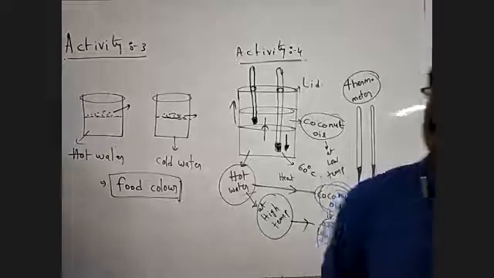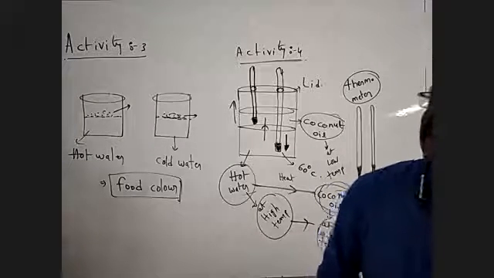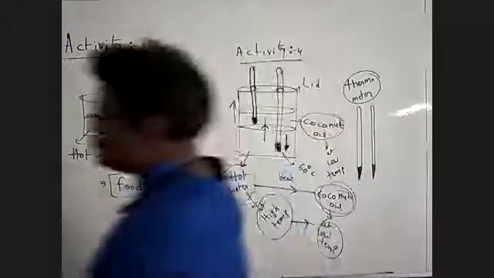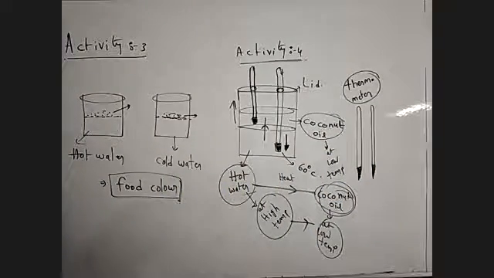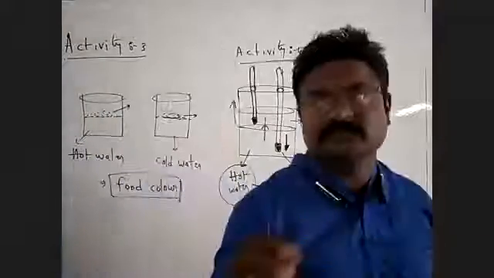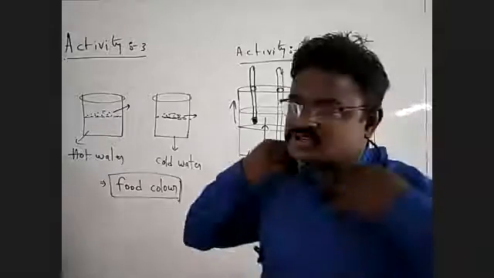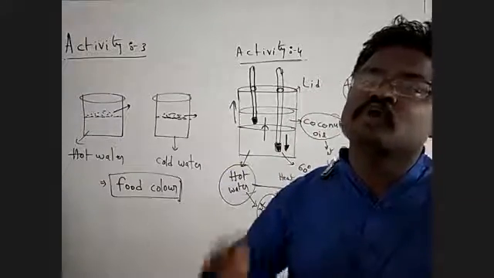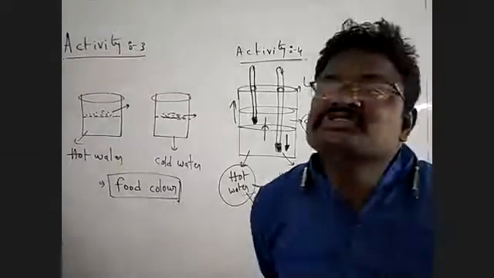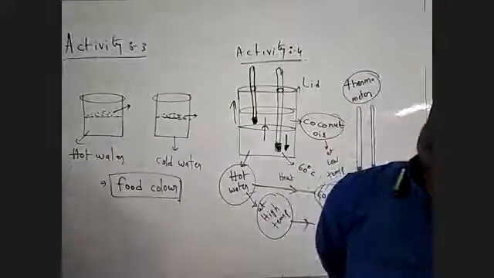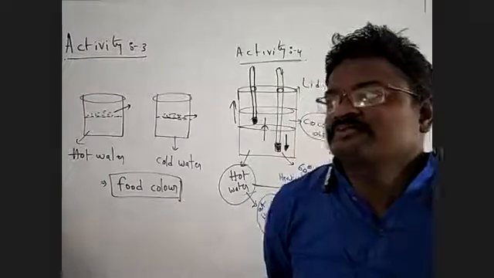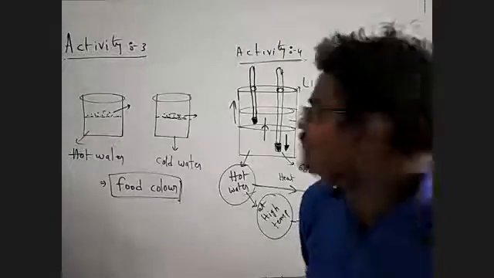Heat is a form of energy in transit. Heat energy flows from a body at high temperature to a body at low temperature. Temperature is a quantity which denotes which body is cool and which body is hot. Temperature determines the direction of heat flow. This is activity 4.